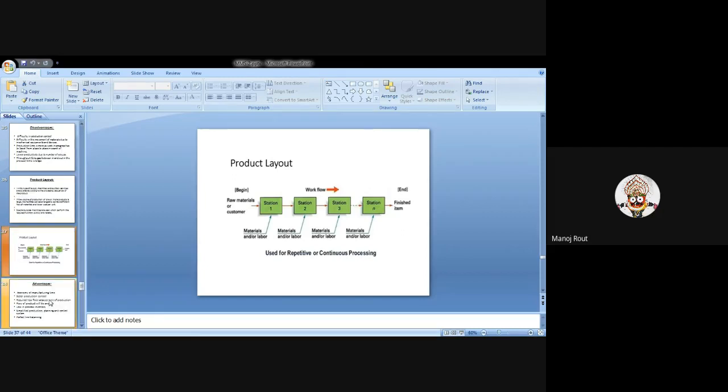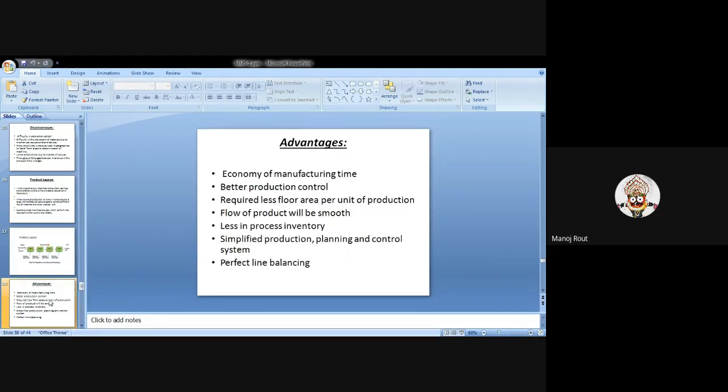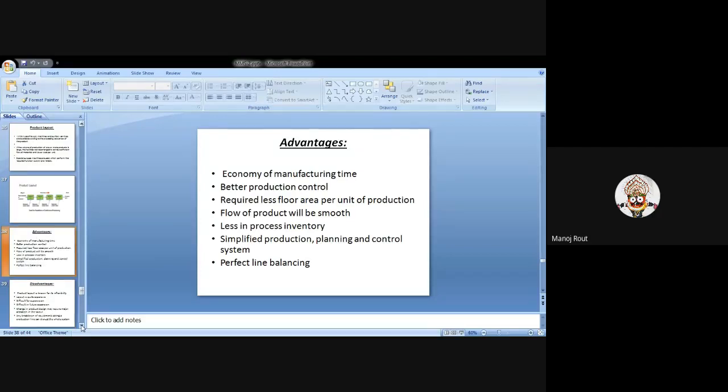If you go to the advantages, the economy of manufacturing: this is the most economic way of manufacturing. Better production control is there, it requires less floor area per unit of production, flow of production will be smooth, less in-process inventories, simplified production planning and control system, and perfect line balance is considered in case of product layout.